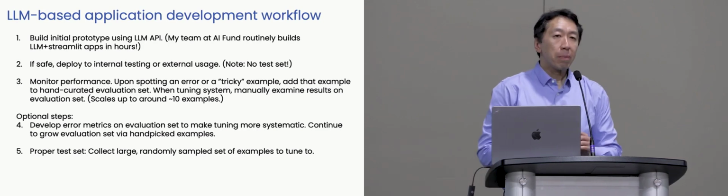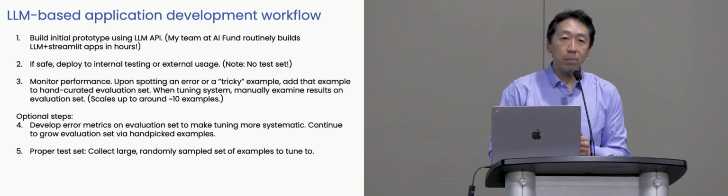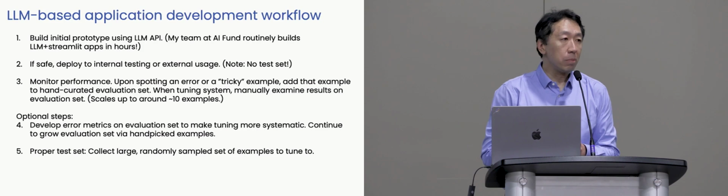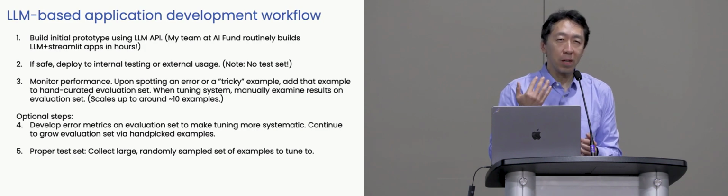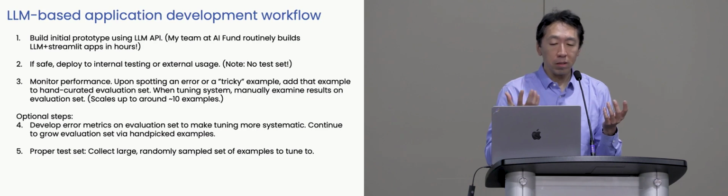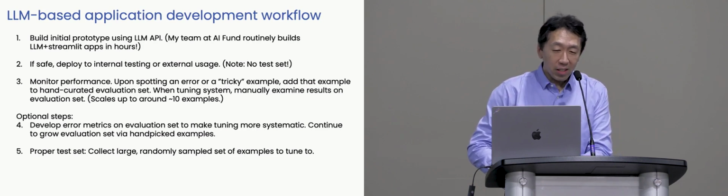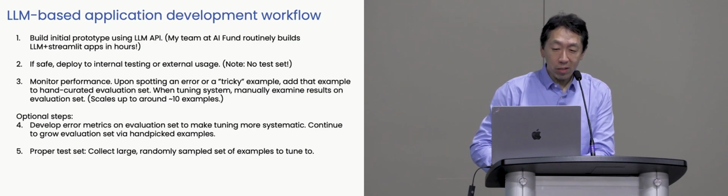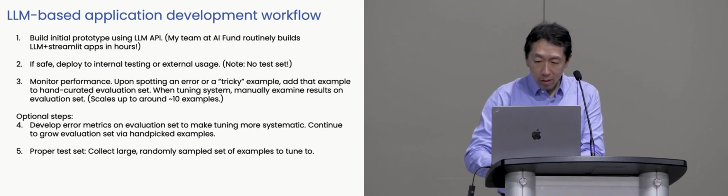And when you're developing an application, this is what it feels like. You can often build an initial prototype using an API. And so my team at AI Fund, Carlos Alzate and Hernan, who are somewhere at NeurIPS, I think, we routinely build applications using large language models and Streamlit in hours. Actually, I don't want to advertise tools, but Streamlit is really one of my favorite prototyping tools.